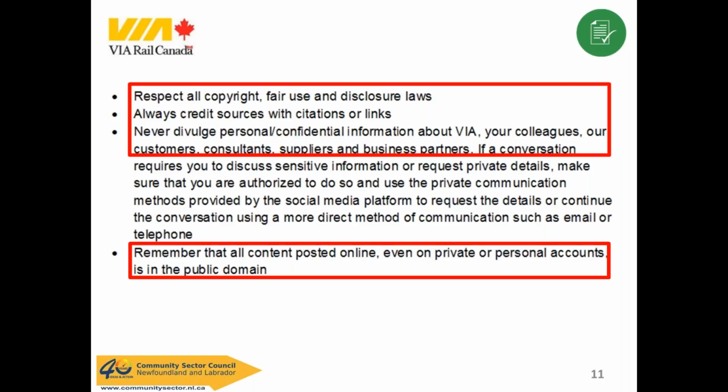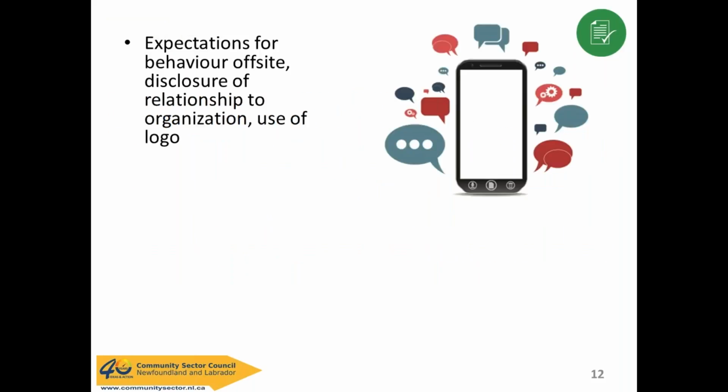And then they also said, remember that all content posted online, even on private or personal accounts, is in the public domain. So while a volunteer may put something on their Instagram and it's private and they only have their friends on there, you never know if a friend could take a copy or a screenshot of something and then make it public. So nothing is truly private.